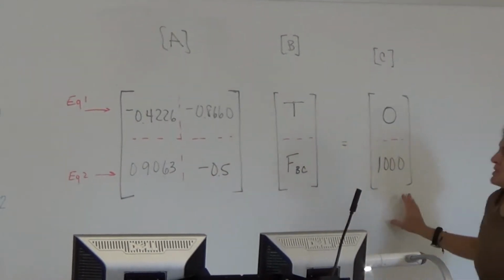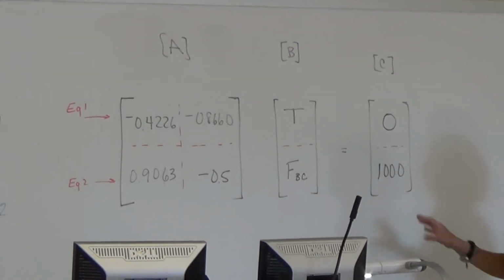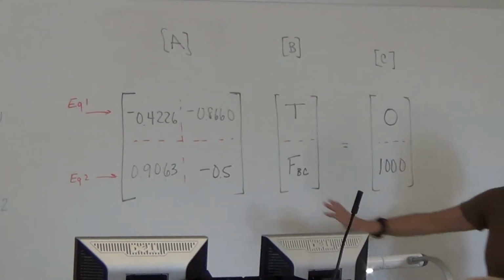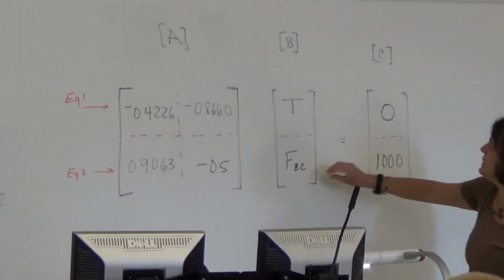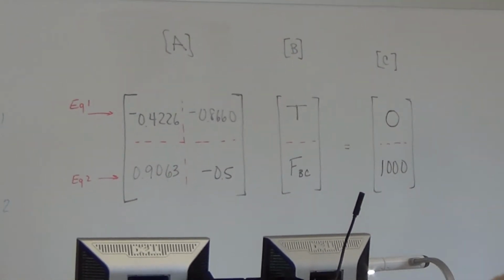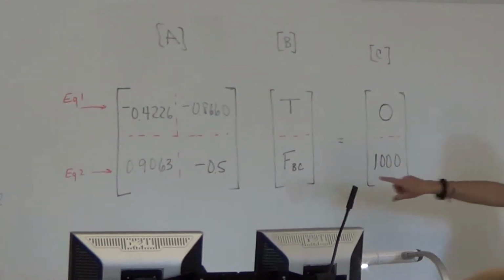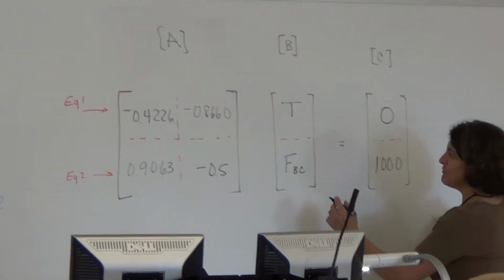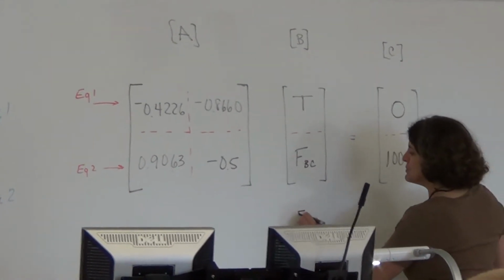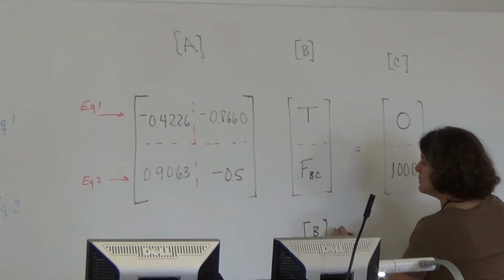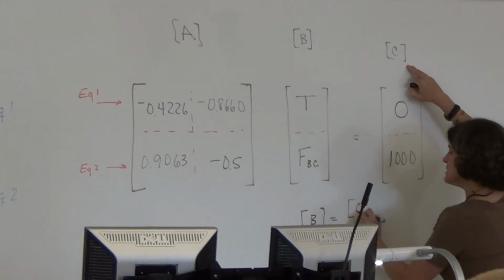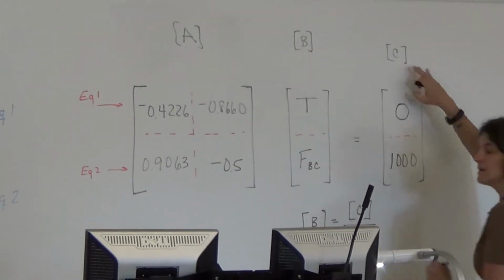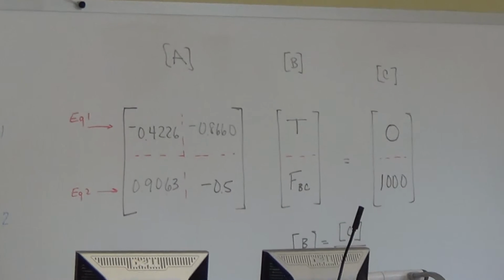So of these matrices, A, B, and C, which ones are known? Armando? Which one am I trying to solve for? B. I already know A, and I know C, but I need B. So I need to find B. So matrix B is equal to matrix C divided by matrix A.